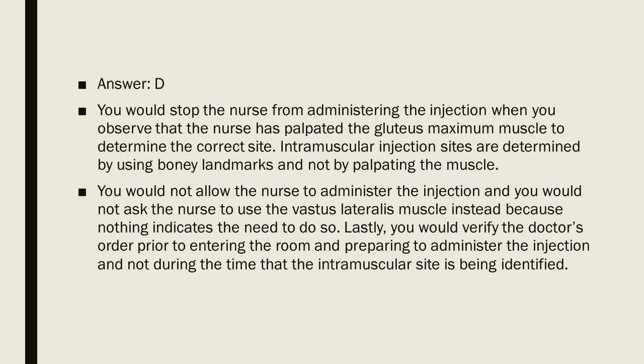Answer D. You would stop the nurse from administering the injection when you observe that the nurse has palpated the gluteus maximum muscle to determine the correct site. Intramuscular injection sites are determined by using bony landmarks and not by palpating the muscle. You would not allow the nurse to administer the injection and you would not ask the nurse to use the vastus lateralis muscle instead because nothing indicates the need to do so. Lastly, you would verify the doctor's order prior to entering the room and preparing to administer the injection and not during the time that the intramuscular site is being identified.